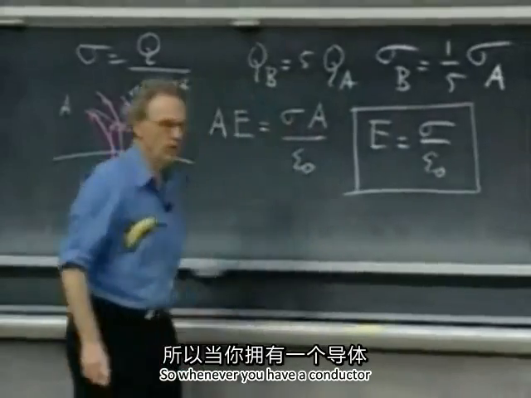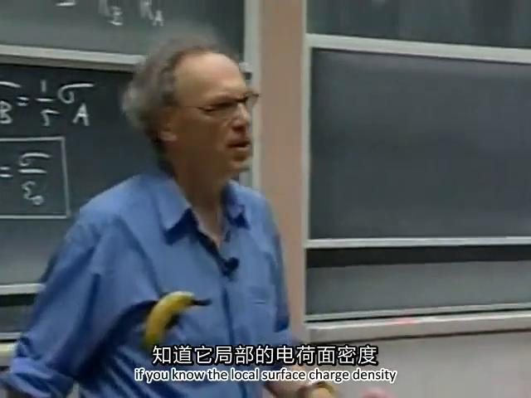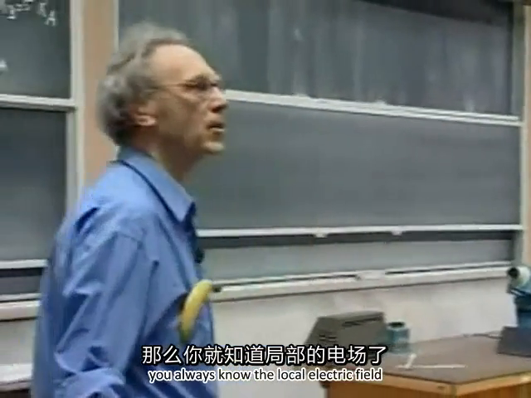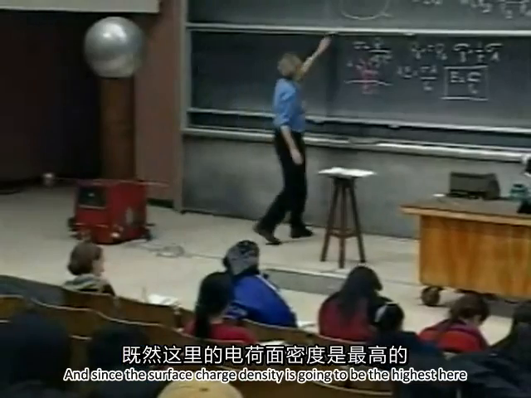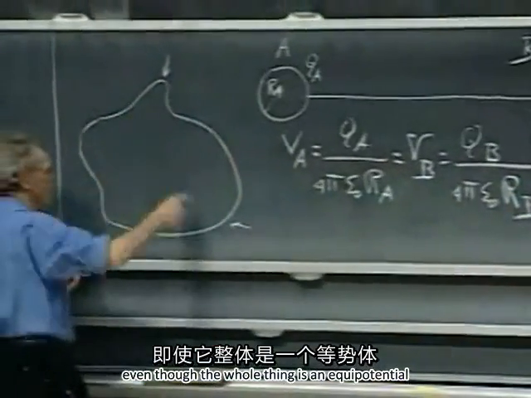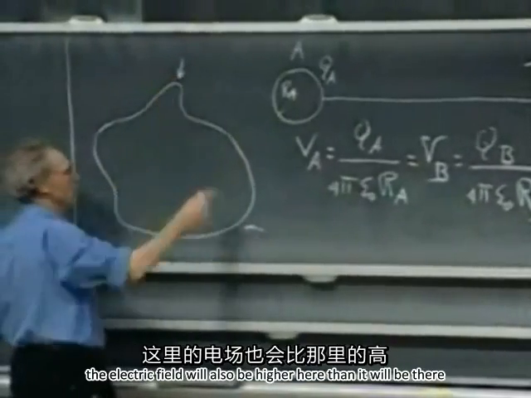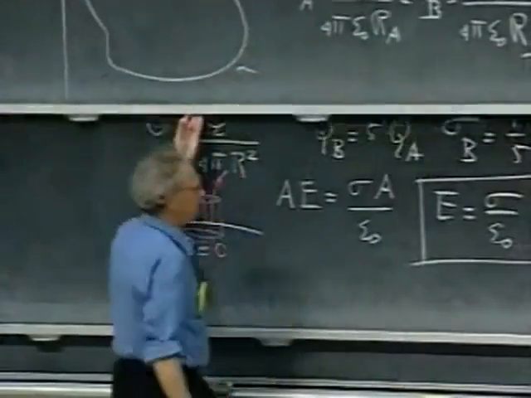So whenever you have a conductor, if you know the local surface charge density, you always know the local electric field. And since the surface charge density is going to be the highest here, even though the whole thing is an equipotential, the electric field will also be higher here than it will be there.